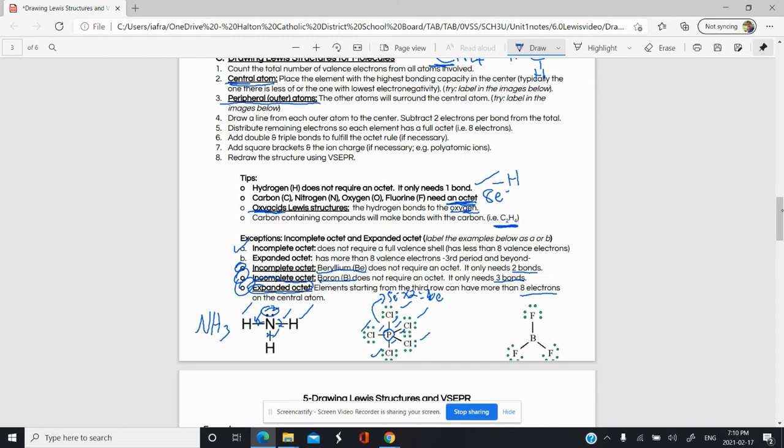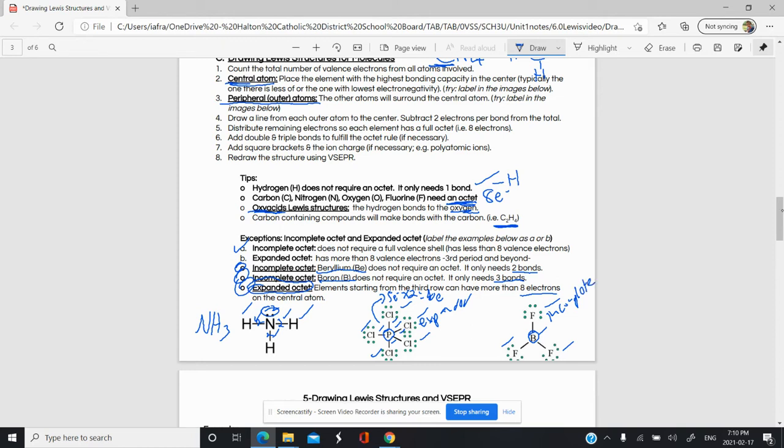This is boron trifluoride. You can see the fluorines are the surrounding atoms, and boron is the central atom. The fluorines each have 8 valence electrons, so they're happy. But you'll notice that boron has only 6 valence electrons, and this is the complete structure. This is the correct complete structure for boron trifluoride. So we're not dealing with an expanded octet here, but rather an incomplete octet. So this one here was expanded, and this one here was incomplete.